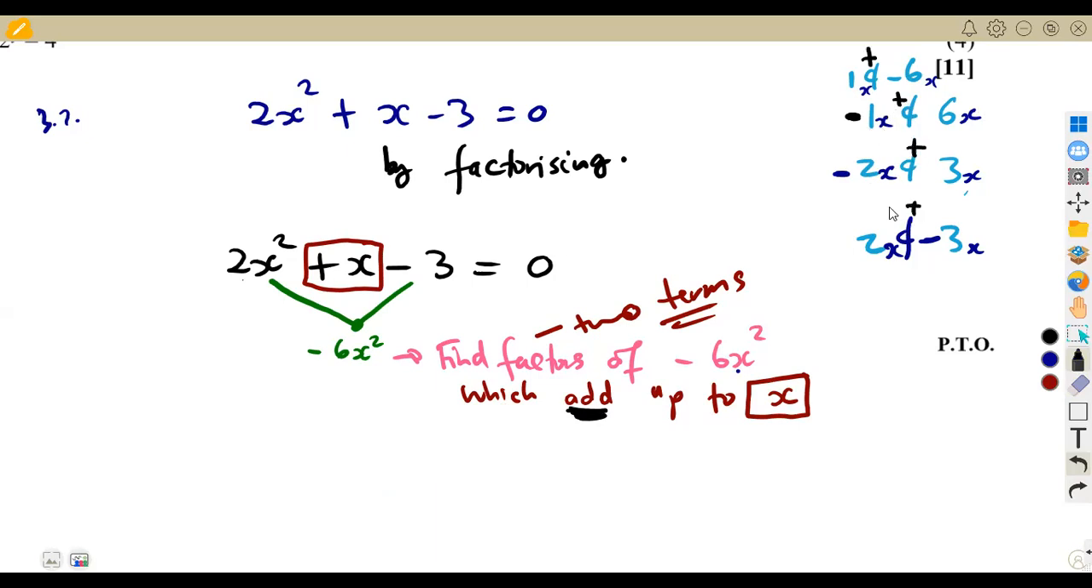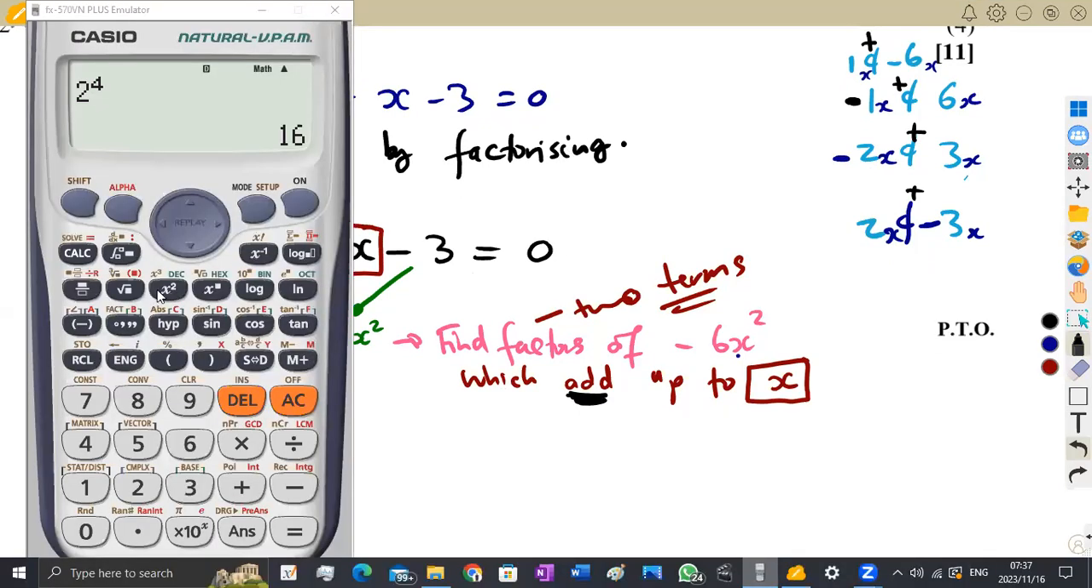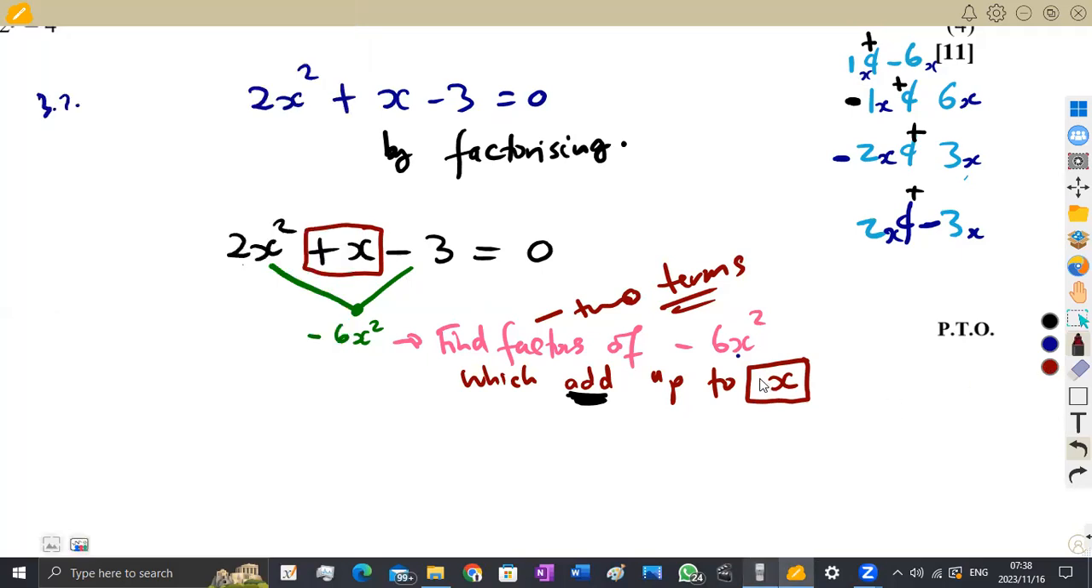If we add, which part? This is something you can even do on your calculator by testing your values. The first one is 1 and negative 6. If I add negative 6 to 1, what do I get? A negative 5, which is not x, because negative x means I'm talking about negative 1x.